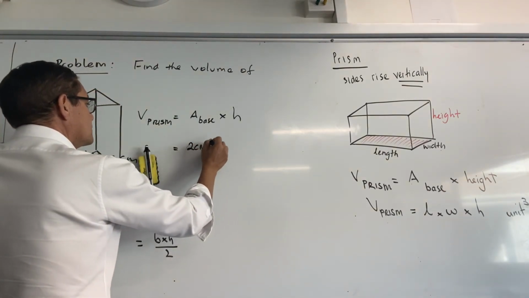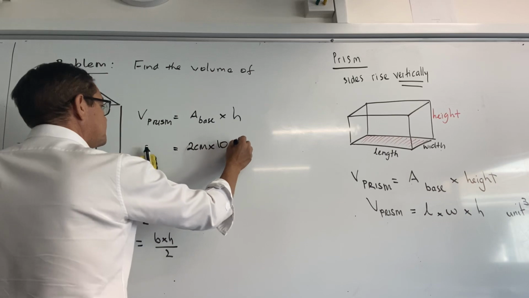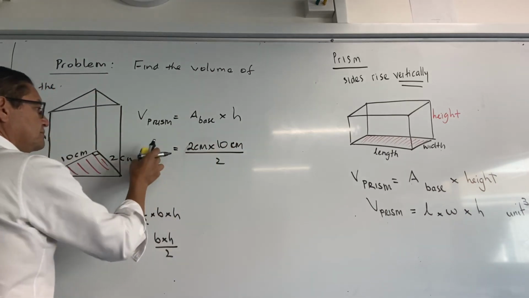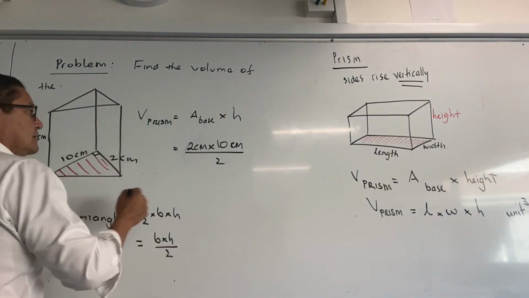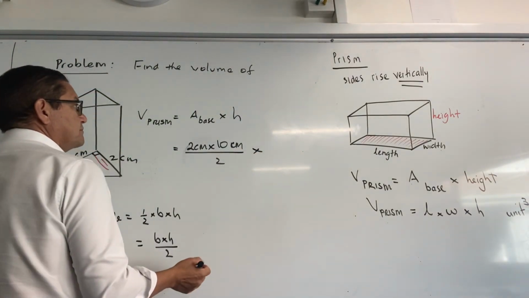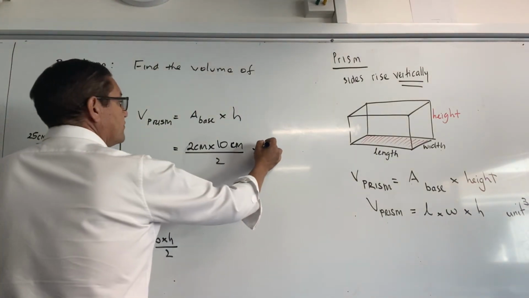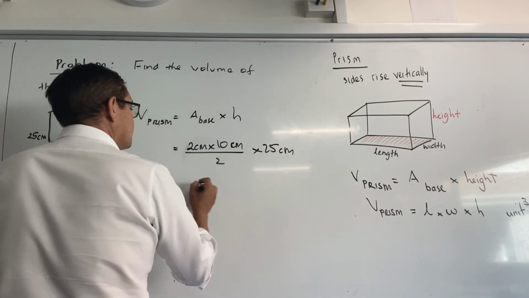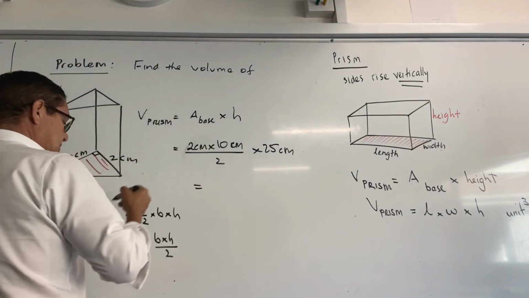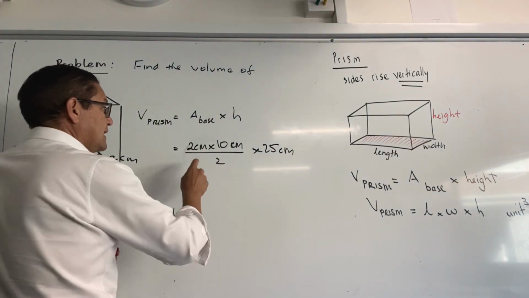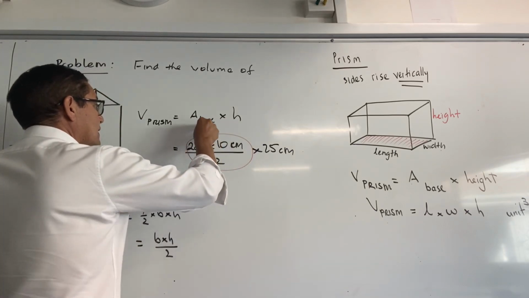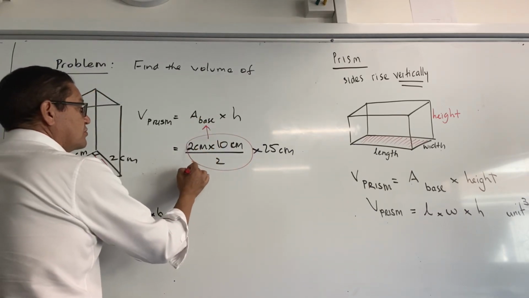Base times height over 2. There we go. Times the height, 25. That's the area of the base. So this bit is here. That's the area of a triangle.